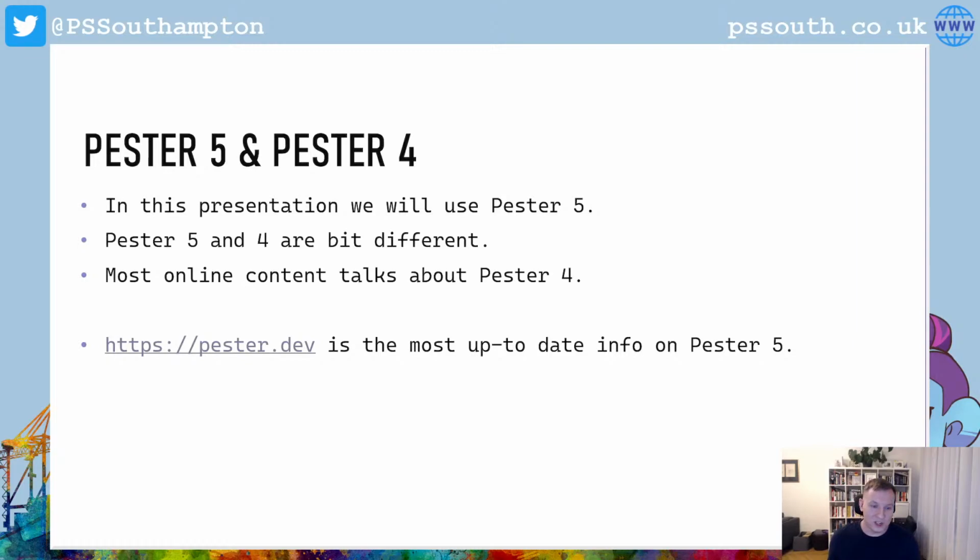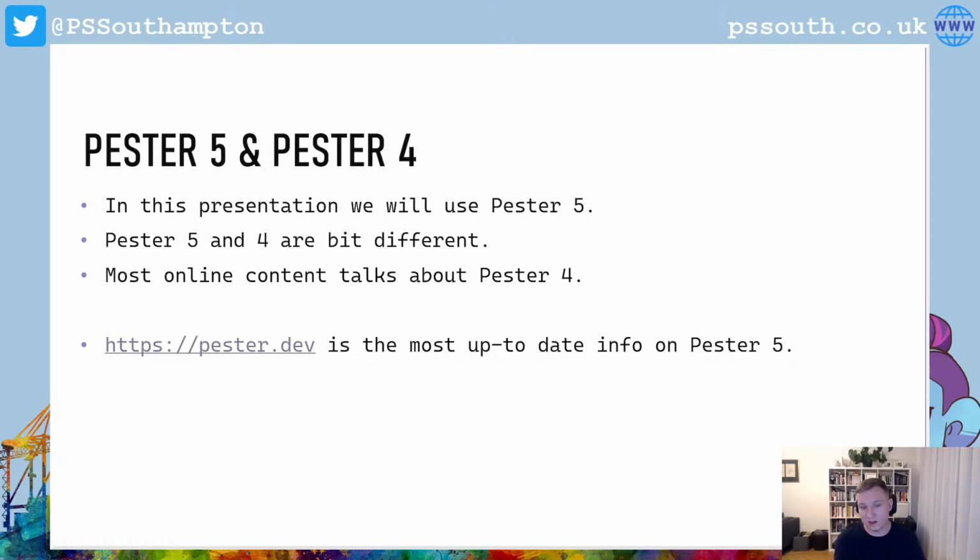So there are 2 major versions of Pester floating around. The first one is Pester 5, which is much newer but less used, and Pester 4, which is older, proven, and used in most places. But if you are starting now, start with Pester 5. And this presentation will also be just about Pester 5. There are some small differences, not huge differences, and you can find info about them in our documentation page.